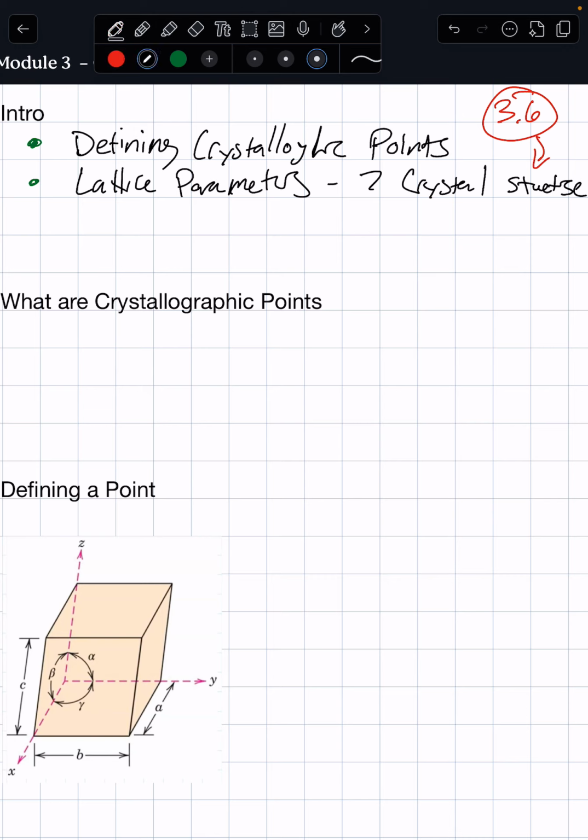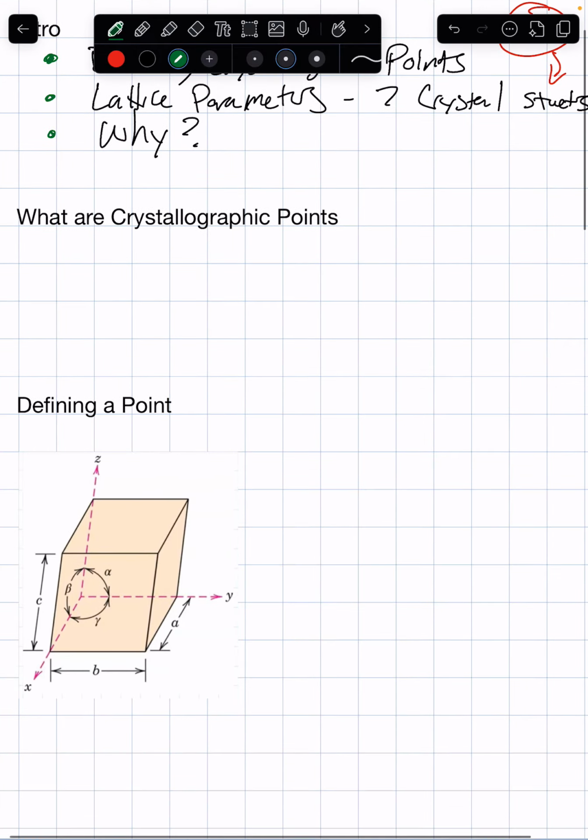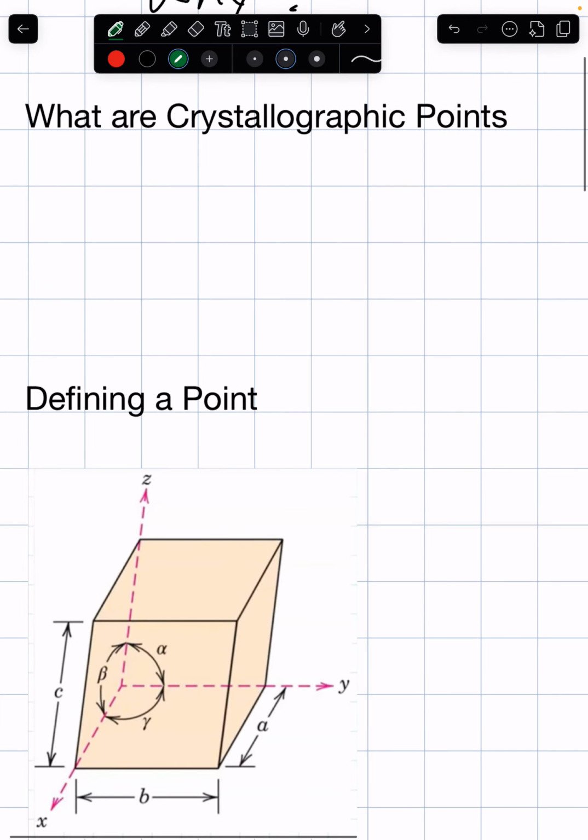And then last but not least, recognize why these concepts matter. So that's something I want you to be reflecting on as we move through any course, right? Is why does this matter? How does this connect to other domains that I've studied? And what does that mean as we move forward and think about it critically? So with that, we will move to the next point, which is what are the crystallographic points?